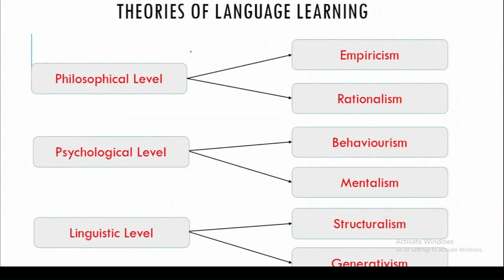Now we have three levels of theory of language: philosophical level, psychological level, and linguistic level. It means the theory of language learning has been categorized into three different levels: philosophical level, psychological level, and linguistic level.